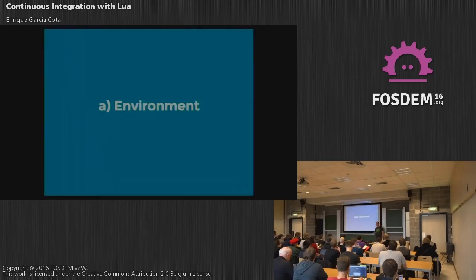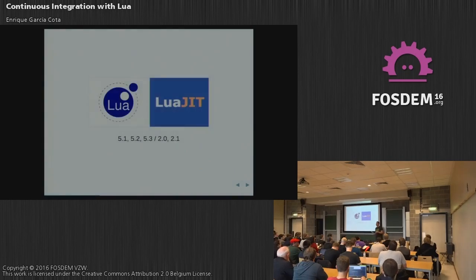The first thing you have to do is setting up what I call the environment. In my case, the environment means that I need some way to check things in several versions of Lua. The ones I like are the vanilla ones, 5.1, 5.2, and 5.3, and LuaJIT 2.0 and 2.1. You might need some special Lua version that you want to check. How do I run tests on all of these things?